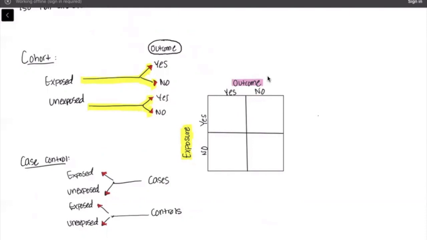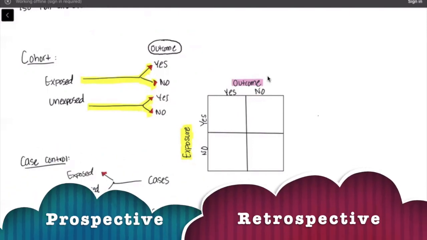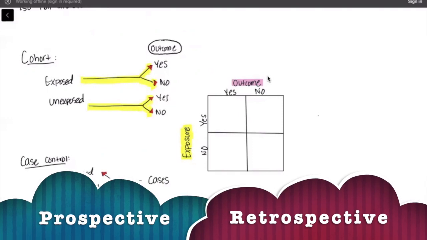Now, the tricky thing about cohort is there's two types. There's a prospective and a retrospective cohort. What I just described is a prospective cohort study, where you're starting with the exposed and unexposed, following them over time to then get to the outcome of interest. However, in a retrospective cohort study, you're still interested in looking at exposed and unexposed and the risk of developing the outcome in each of those groups, but your time frame is a little bit different.